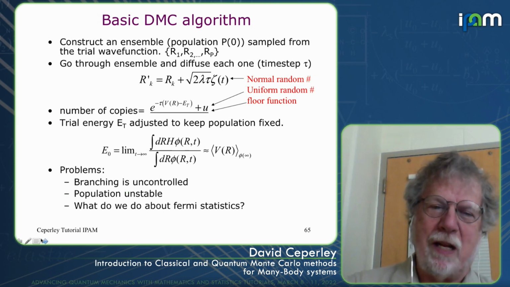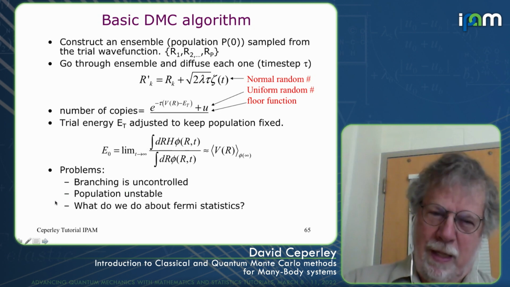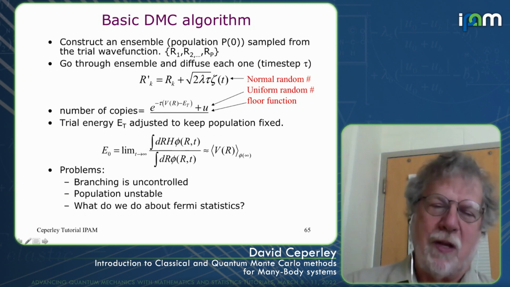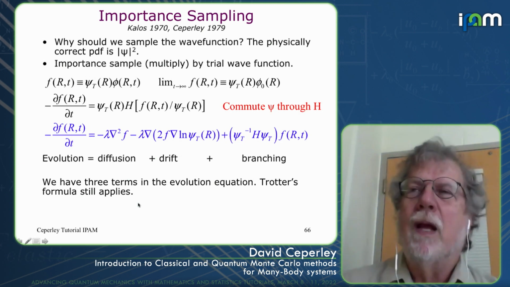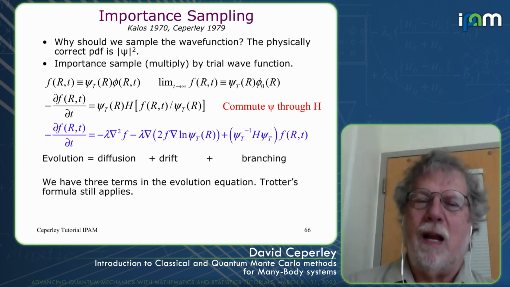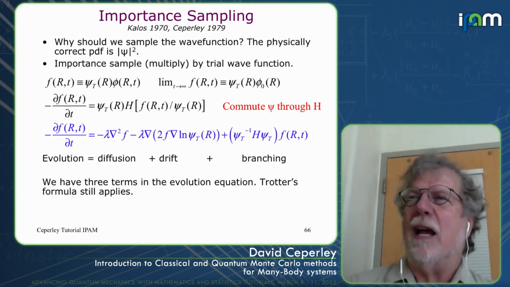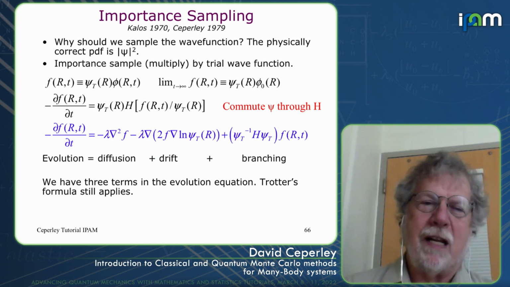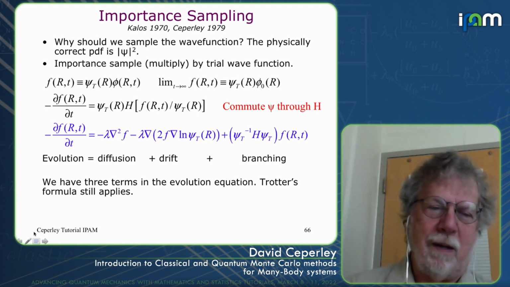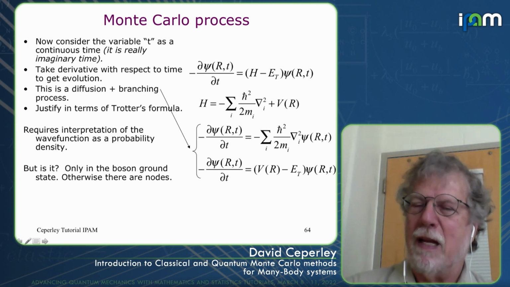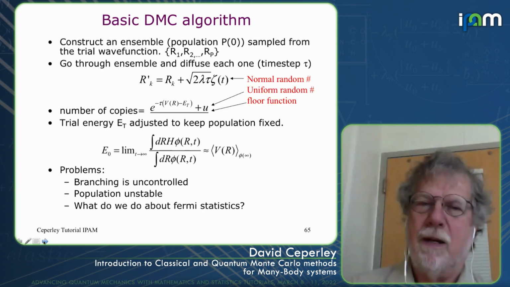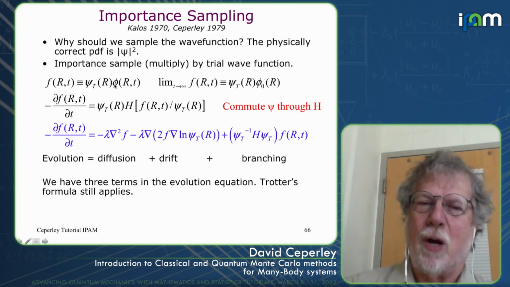Now, the branching is uncontrolled. The population is unstable, and we can solve these problems. First of all, the branching process: this was the real intuition of Kalos in the 1970s, using the ideas of importance sampling. Basically, you take your master equation back here and you multiply it by a trial wave function. You interpret the product as the thing that you want to simulate.